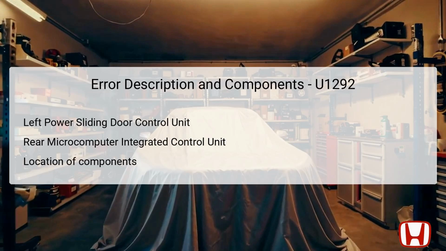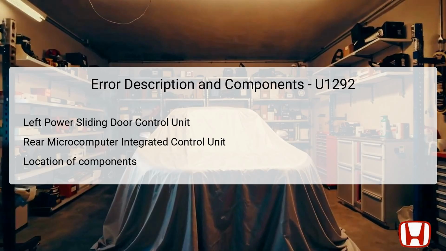The left power sliding door control unit is a critical component that allows for the electronic operations of the left sliding door. It communicates with the rear MICU, which is integral to the vehicle's electrical system operations. The rear MICU is typically located in the rear compartment, overseeing the power functions of various electrical components. If the command transmission from the left power sliding door control unit fails, the rear MICU will not receive the necessary inputs to function correctly.